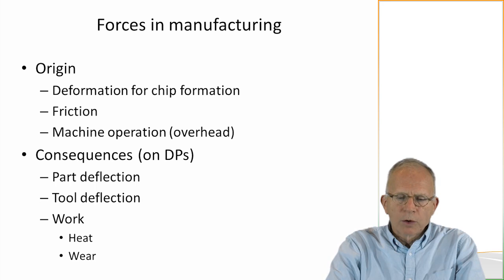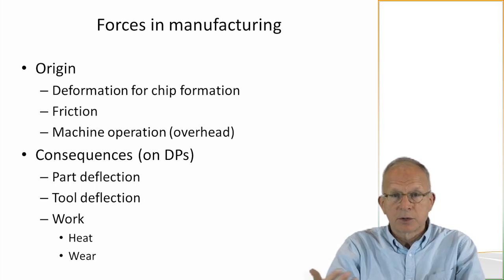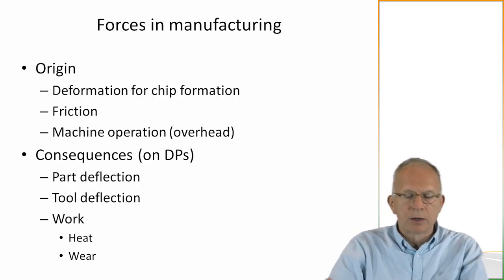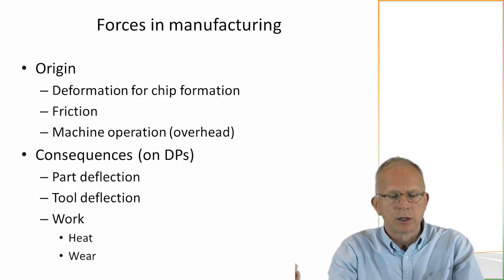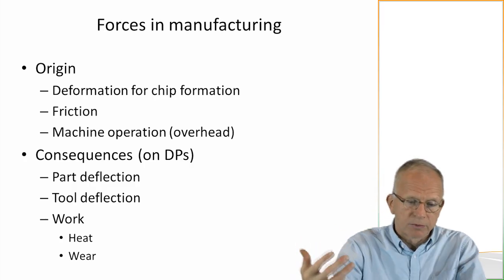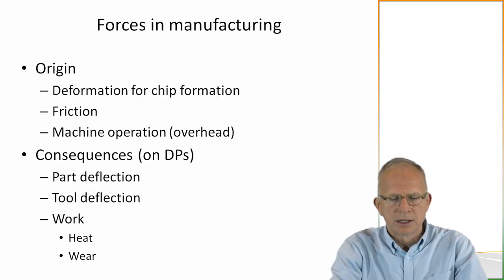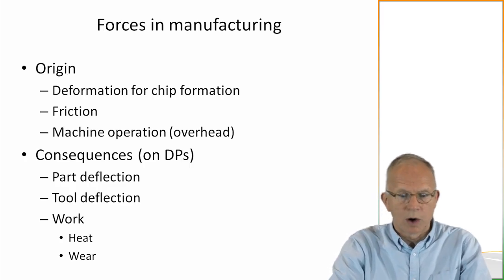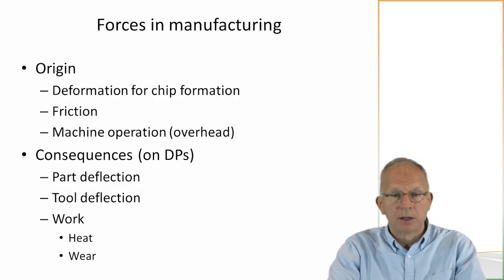So where are the forces coming from in manufacturing, and in particular in machining? Well, forces in manufacturing come from deformation, and in machining it's for chip formation primarily. There's also friction in machining and in other manufacturing operations. And then there is some force that's required to run the machine and overcome the friction and the inertia in the machine.